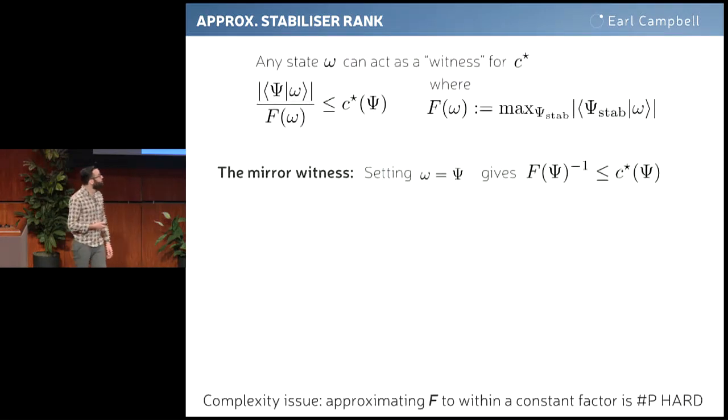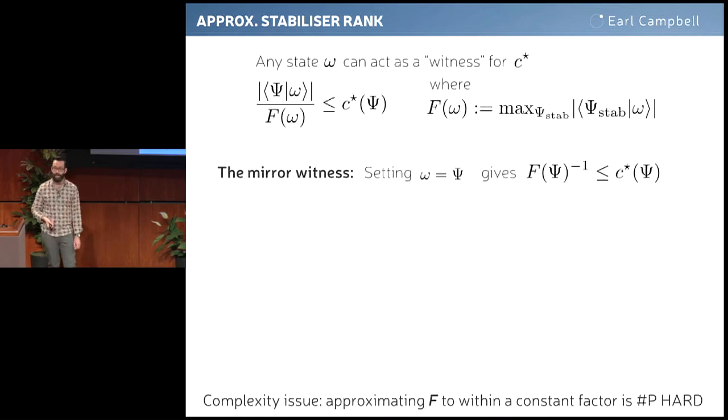One particular interesting witness that we can take is we can actually just take the witness to be the state itself. And if you do that, you get a simpler lower bound, which is just that this thing, C star, which quantifies the difficulty of simulating the circuit, is lower bounded by the fidelity, the fidelity with respect to the set of stabilizer states.